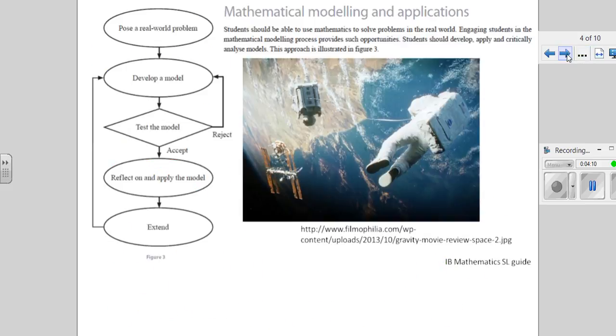So we're going to solve a real-world problem. You are going to develop a model, test the model using GeoGebra. If it works, there are extensions to make, which I expect some of you will do. If it doesn't work, then you have to think again about your model.